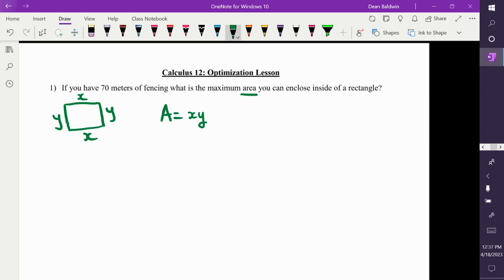And we have another piece of information. We know that we have 70 meters of fencing. What does that 70 meters represent? The perimeter. What is the perimeter of a rectangle? All sides added together. So in this case, it would be 2x plus 2y. And we know that that has to equal 70. Everybody with me?